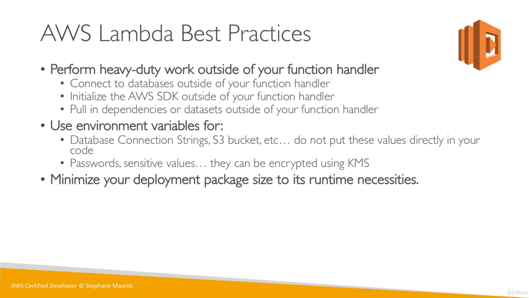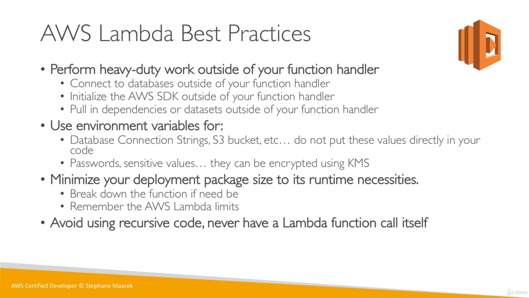Something to know: you need to minimize your deployment package size and make sure that the only thing you put in your code and the dependencies is exactly what is needed to run. So you need to break down a function if it's too big, and I've seen this before. Some people have too much stuff in one function. So break it down into several Lambda functions, and always remember the Lambda limits in terms of how big your package must be: 50 megabytes compressed, 250 megabytes uncompressed.